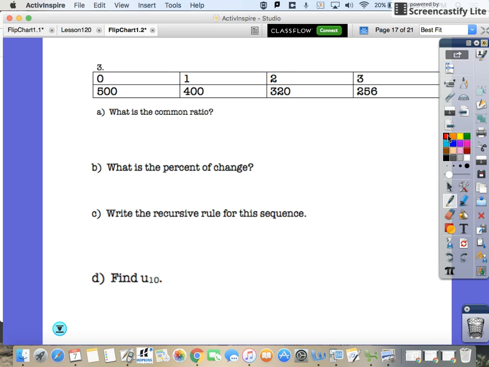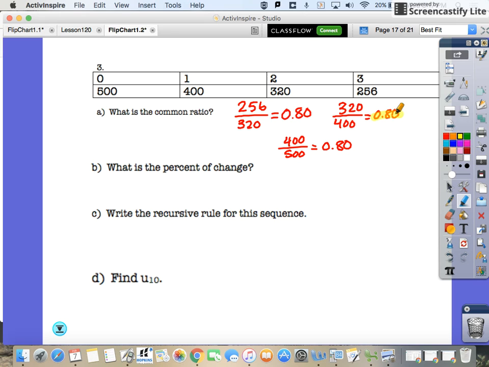So this must be either geometric or neither. When you think it might be geometric, start at the end of the list, so 256, and divide by the number before it. 256 divided by 320 gives 0.80. Then take 320 divided by the one before it, and you get 0.80. Then do 400 divided by 500, 0.80. This is your common ratio. Since you got the same thing, your common ratio is 0.8 or 0.80.